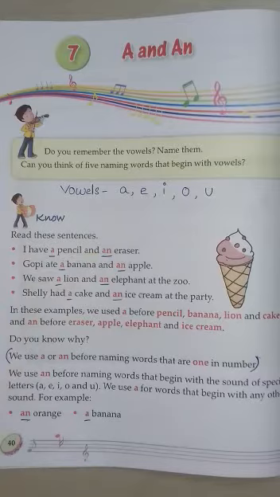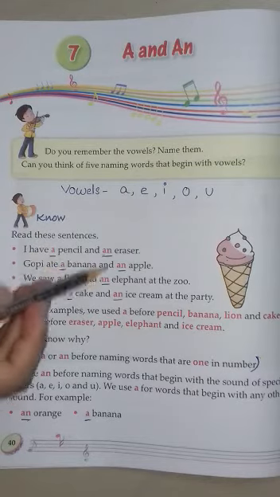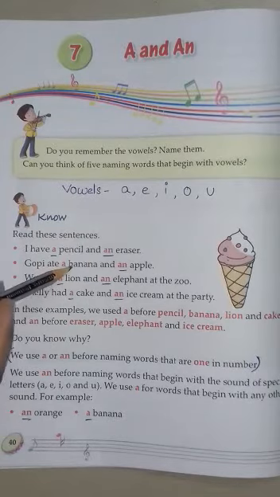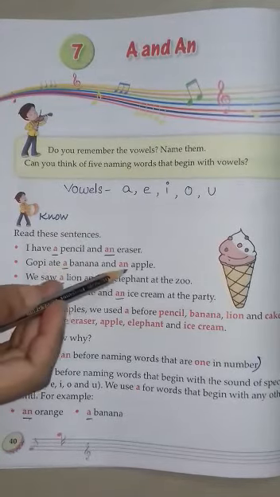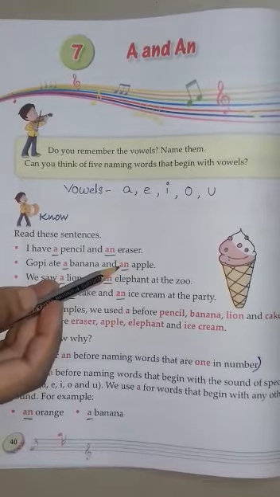I am recapping the 2 rules. A is put before a consonant. An is put before a vowel. B is a consonant, so A. And apple starts with A. A is a vowel, so An is the answer.